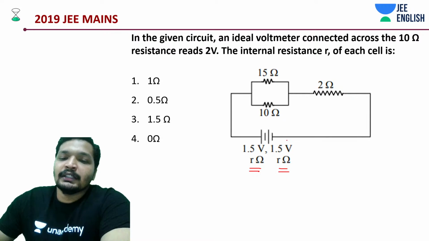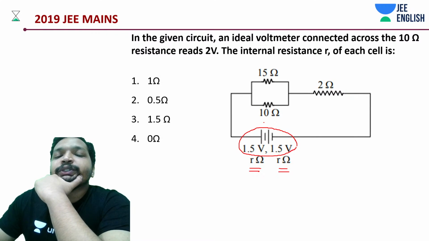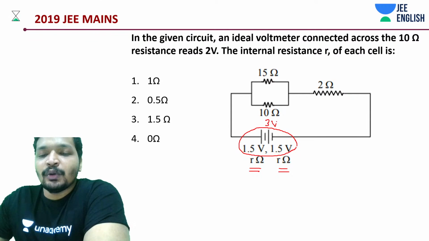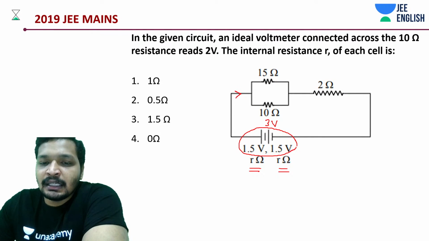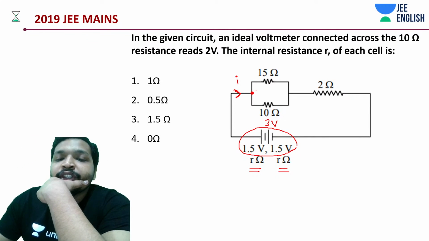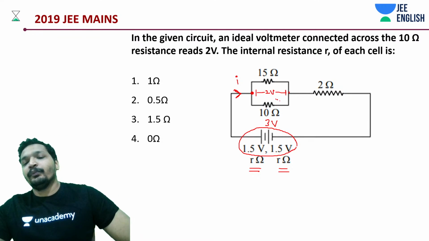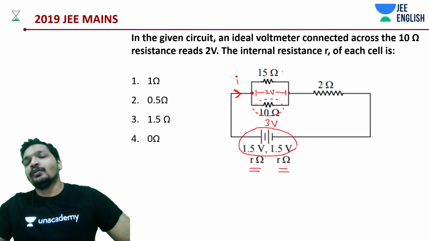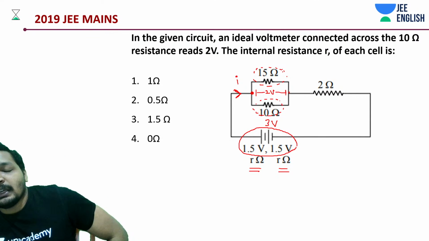There are two unknown internal resistances, and you have two batteries having the same EMFs, right? And these two voltage sources, what is the total EMF? 3 volts. Depending upon the internal resistance and the network resistance, some current is going to flow into this network. Now the question arises, what has been given in the question? Some 2 volts is dropping across whom? Just the 10 ohm. That means that 2 volts is also dropping across the 15 ohm, because they are in parallel, the same amount of potential is going to drop.